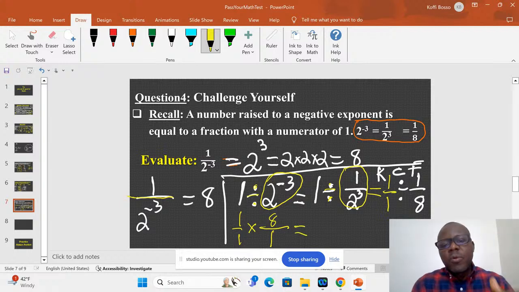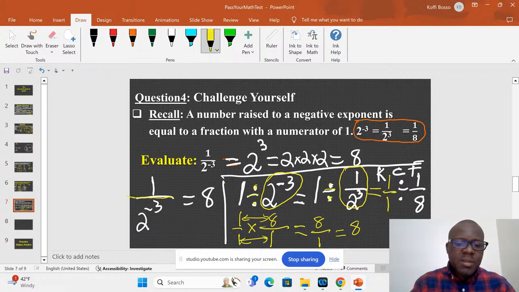having 1 over 1 multiplied by 8 over 1, so multiplication between the fractions, is to do multiplication between the numerators and then multiplication between the denominators. So that gives you 1 multiplied by 8, which is 8, and 1 multiplied by 1, which is 1. And 8 divided by 1, remember, a number divided by 1 is that same number, right? Okay, so 8 divided by 1 is 8. The reason is this.